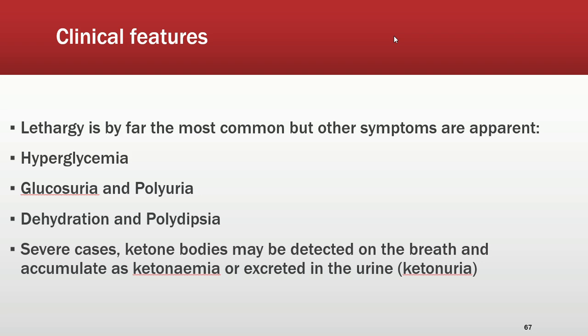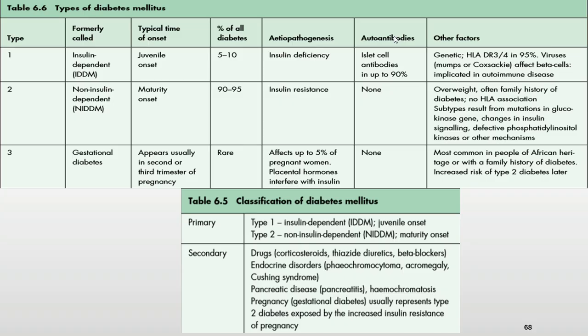In severe cases, ketone bodies may be detected on the breath and accumulate as ketonemia, or be excreted in the urine, ketonuria. Now, what are the types of diabetes? We have three types. Type 1, here we don't have any insulin. The body does not secrete insulin. This affects up to 5 to 10% of all cases of diabetes, and most of these cases are children. Sometimes they call it juvenile or insulin dependent diabetes mellitus.